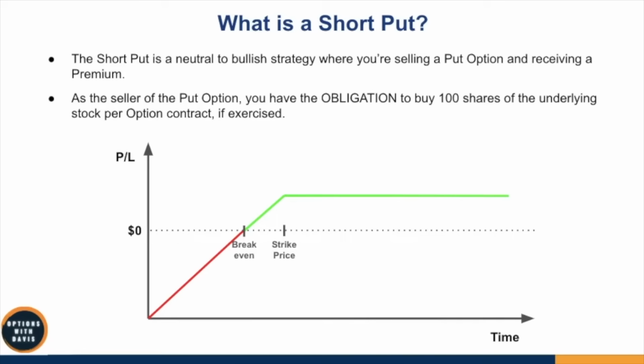A short put is a neutral to bullish strategy where you're selling a put option and receiving a premium for it. So this is a premium selling strategy. And as the seller of the put option, you have the obligation to buy 100 shares of the underlying stock per option contract if you exercise.